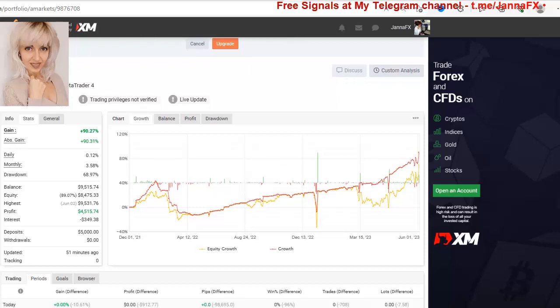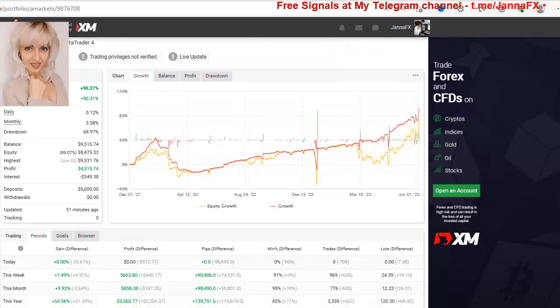Okay, and that one has had a bigger drawdown, 68%, but it's already made 90%. Well, we still have floating, right, 1,000, so okay, slightly less than that, but anyway.